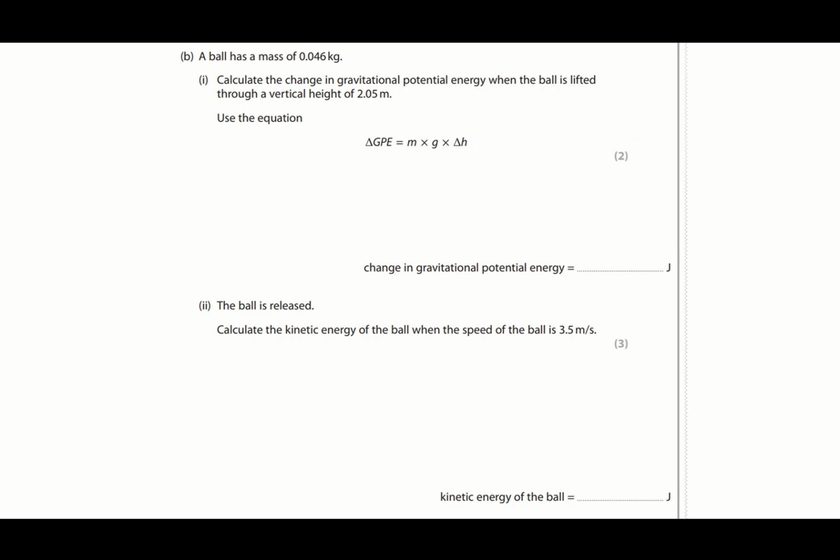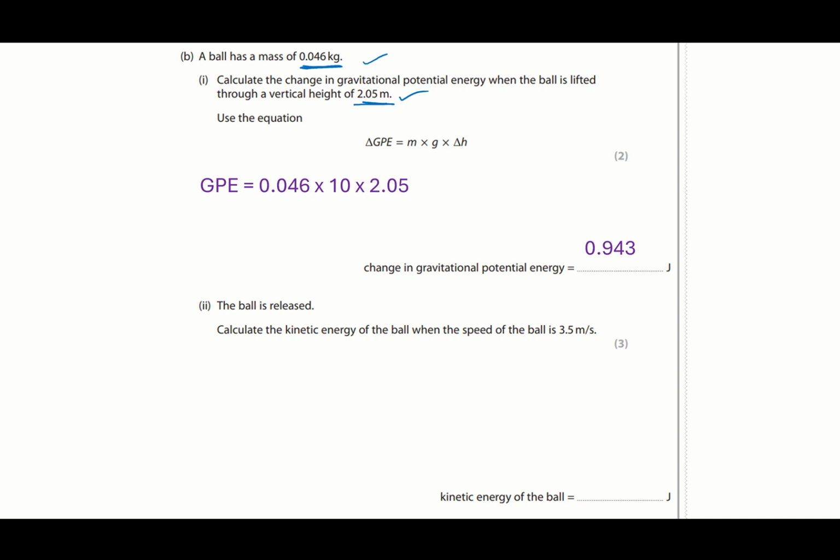A ball has a mass of 0.046 kilograms. Perfect. Don't need to change that. Calculate the change in GPE when it's lifted 2.05. Perfect. Meters is the SI unit. And it tells me the equation to use. How nice is that on a higher tier? So I've just got to shove in the mass, 0.046. Then gravity, I told you you've got to remember the value for that is 10, and then multiply it by the height. That's it all there. 0.046 times 10 times 2.05. Put that into a calculator, and we get 0.943.